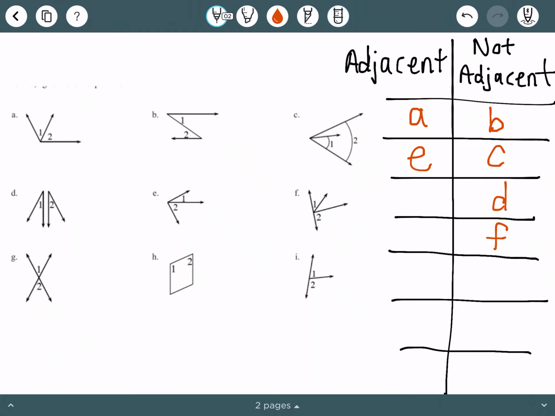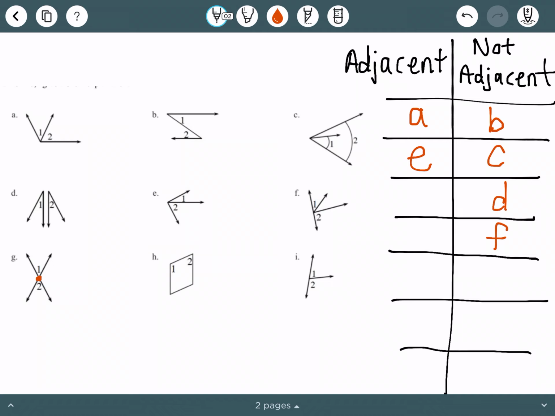Right, let's take a look at G. We have angle 1 and angle 2 again here. So if we wanted to see where these angles begin, we could draw in the vertex. So right here is where our vertex would be. It's where the lines intersect. And we can see that angle 1 and angle 2 do share that common vertex, but it does not look like they share a common side.